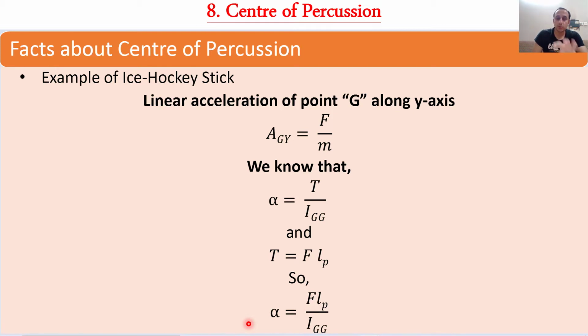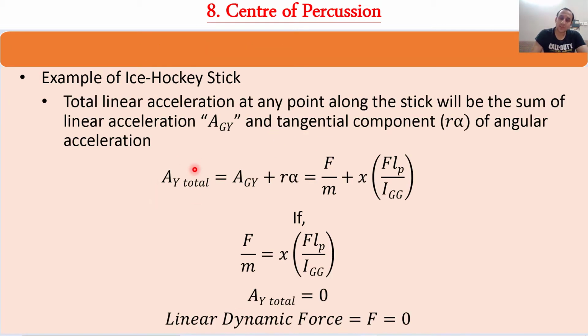So if we want to calculate the total acceleration experienced by the ice hockey stick, that will be the sum of these two accelerations, AGY and R alpha. Why do we use R alpha instead of only alpha? Because we are considering the tangential component. So it is the tangential component of the acceleration which is going to rotate the hockey stick around its axis. So the sum of these will equal the AY total. We know the formula of this one, we know the formula of this one, so we can simply add them.